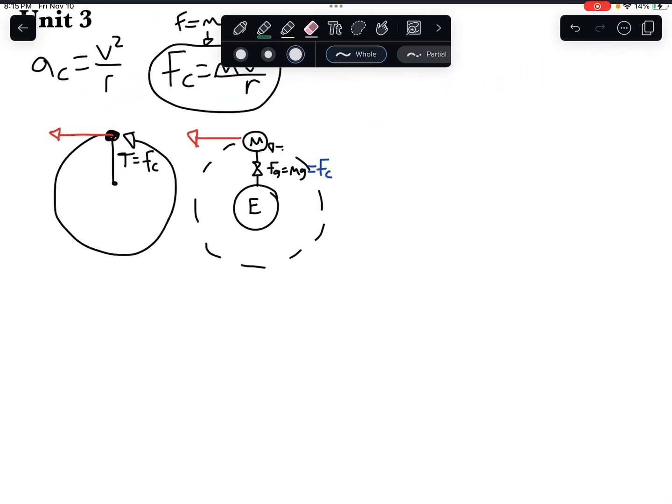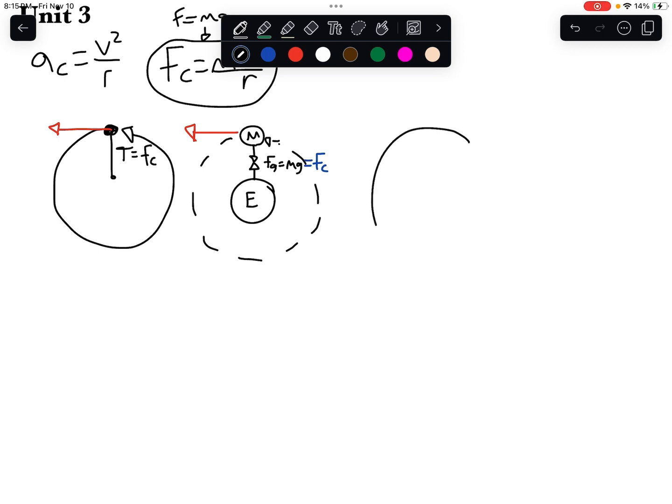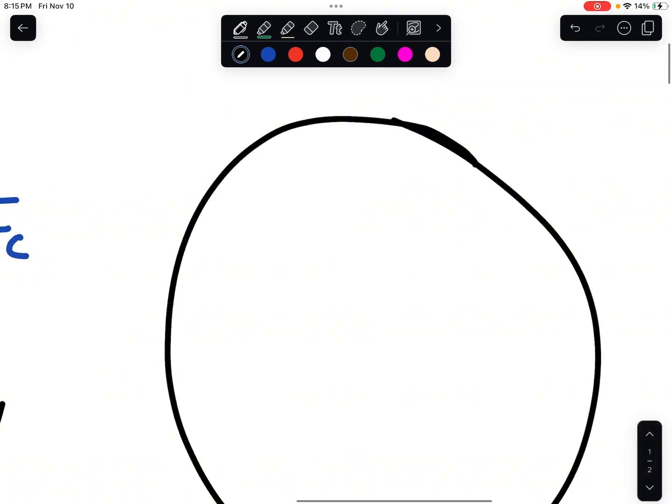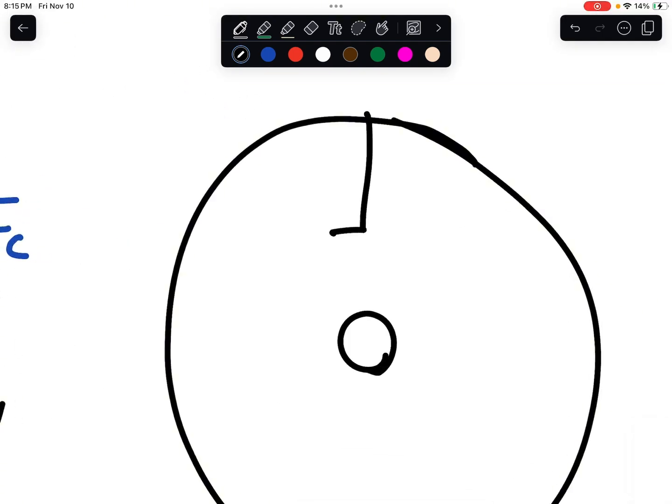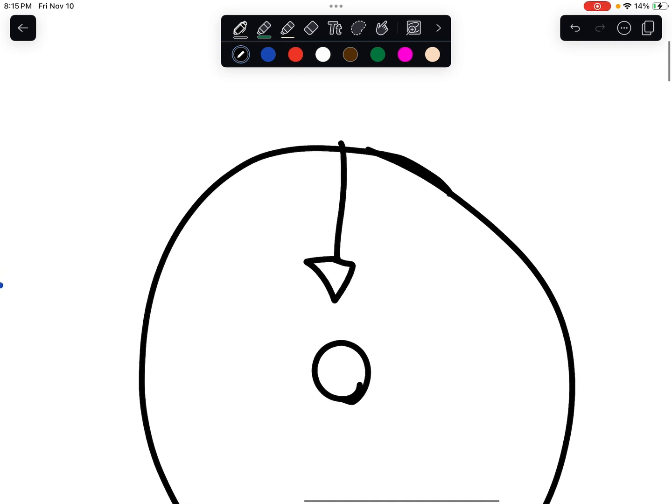But the thing that you need to think about is when there's something traveling in a circle, whatever the net force is, it is going inward. Because if something's going in a circle, there will always be some sort of net force inward. Whatever that net force is will be your centripetal force.